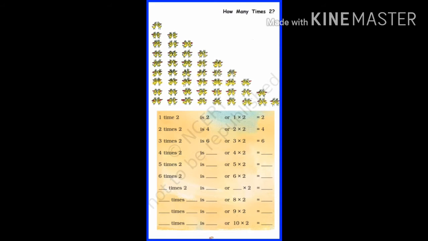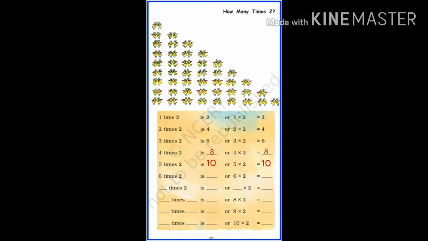See the fourth line. We have 4 groups of two birds. So we can write it as 4 times 2 is 8, or we can write it as 4 multiplied by 2 is equal to 8. See the fifth line. There are 5 groups of two birds. So we can write it as 5 times 2 is 10, or in other way we can write it as 5 multiplied by 2 is equal to 10.